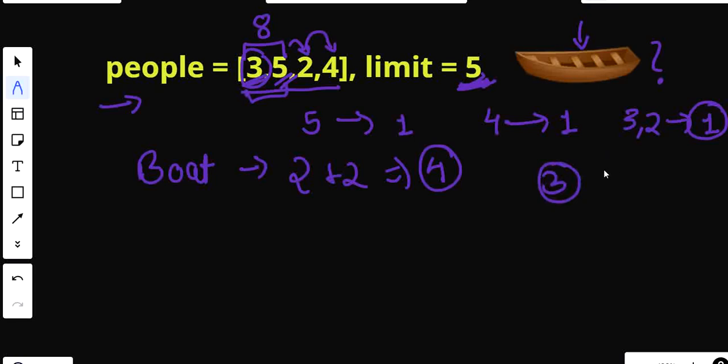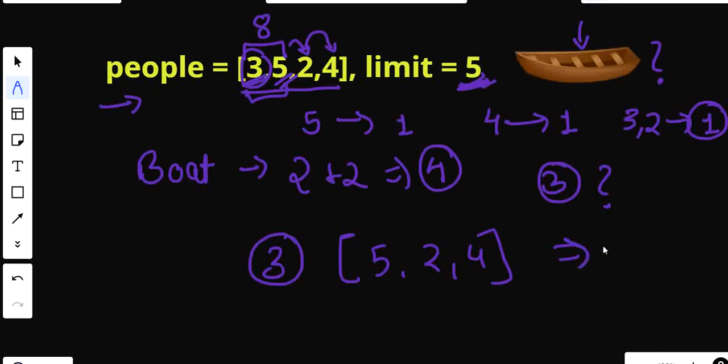But how am I going to get the correct answer? Because if I need to check whether these people can be paired or not, then suppose I am standing at this person who has weight 3, and then I am checking the rest of the array 5, 2, 4 for this person. In this manner, the time complexity of this algorithm will go up to big O of n square. But I don't want to do that.